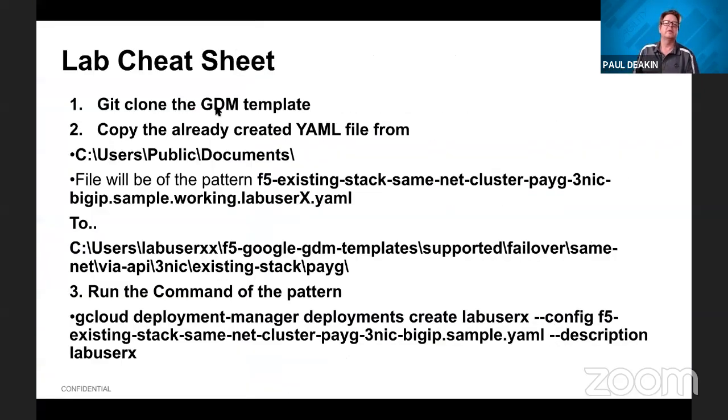Okay. So we've got pre-created YAML files in C users public documents, and you'll see that there's a lot of YAML files there, but there's labuserx.yaml where your X is your user number. So if I'm labuser20, it would be labuser20.yaml. You'll copy that into your particular user subdirectory, and then you'll run the command. This is all in the lab. I'm going to copy lab 1 into the chat screen again right now. And then there's also additional steps in order to complete the lab, but this will get you going.